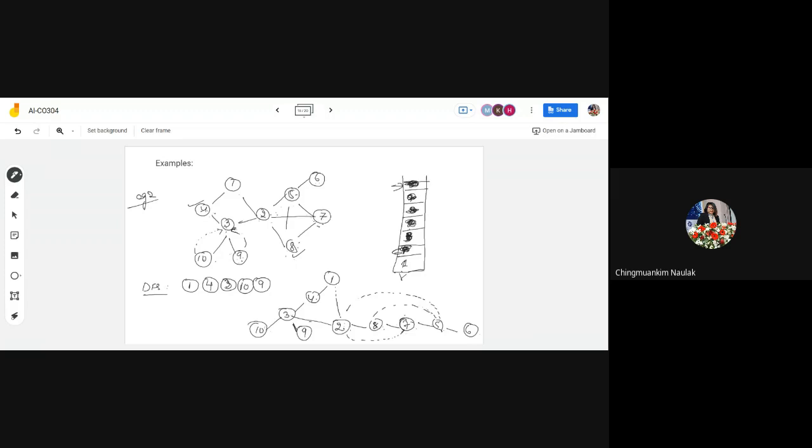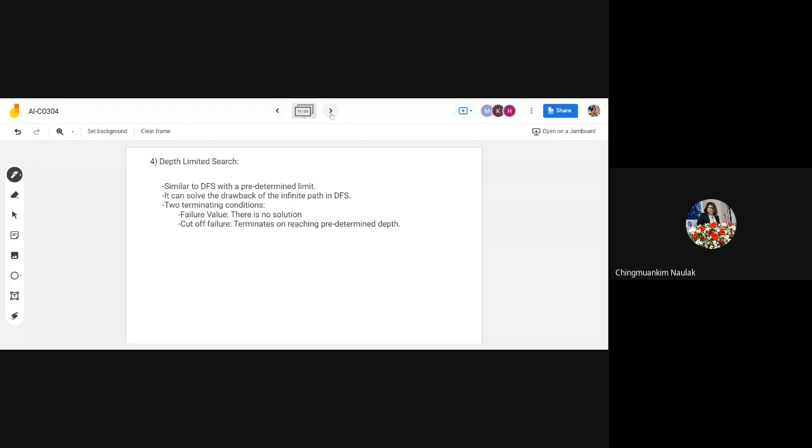So next topic we have depth limited search. In this type of search, you are going to be provided with some predetermined depth. This type of search is also similar to depth first search, which we just did previously.